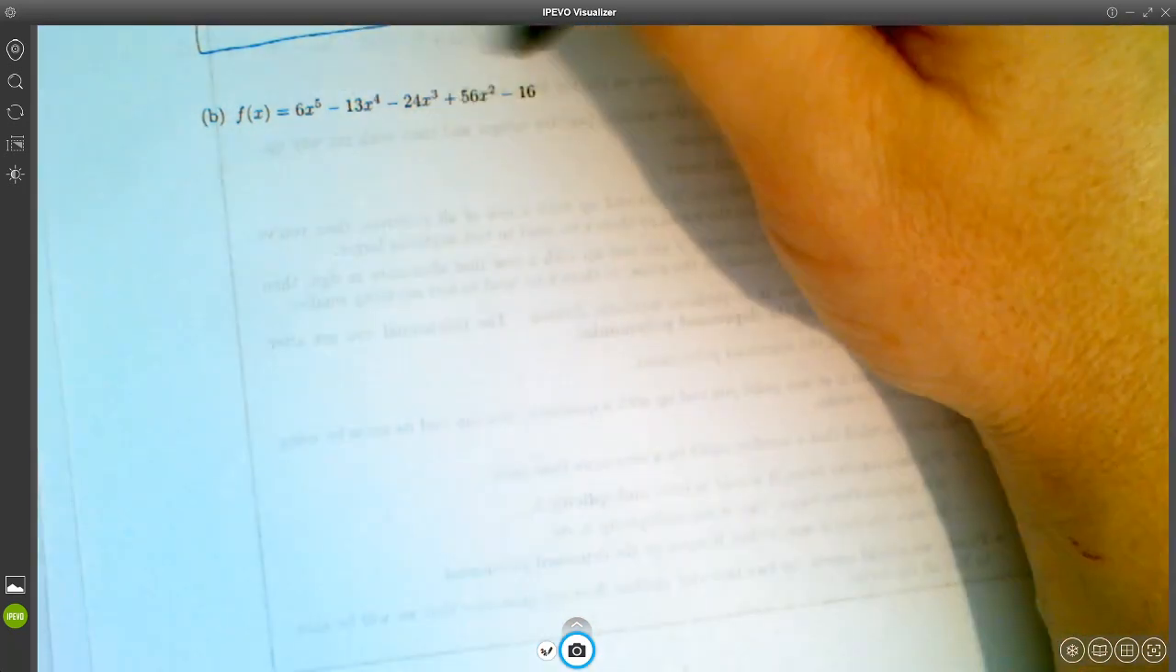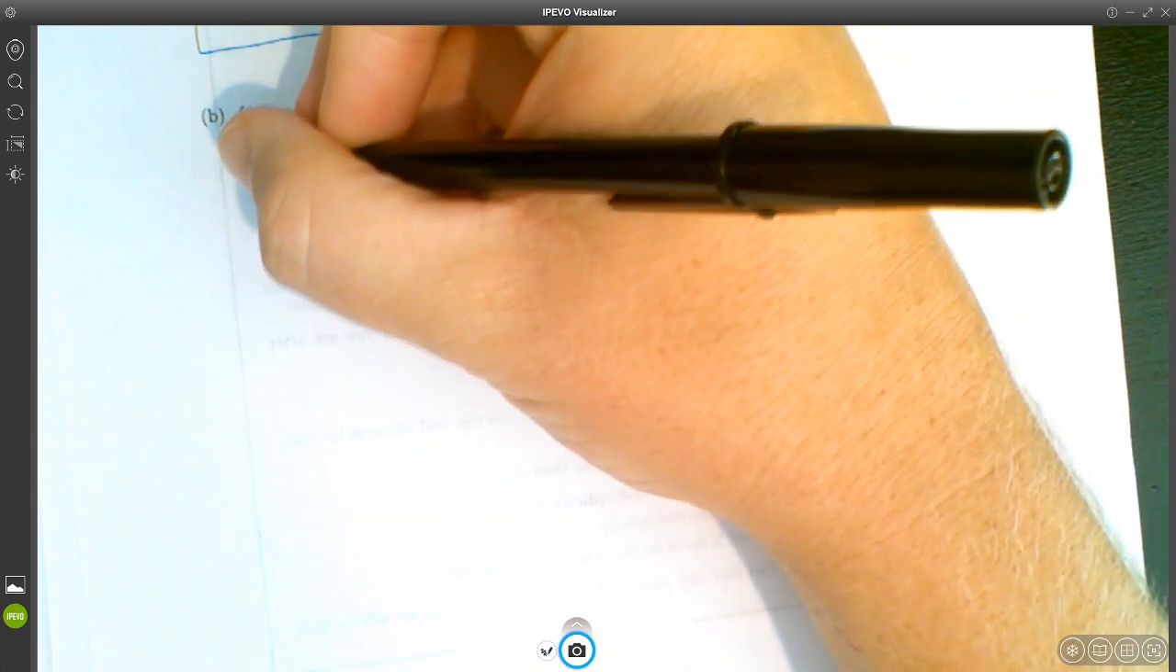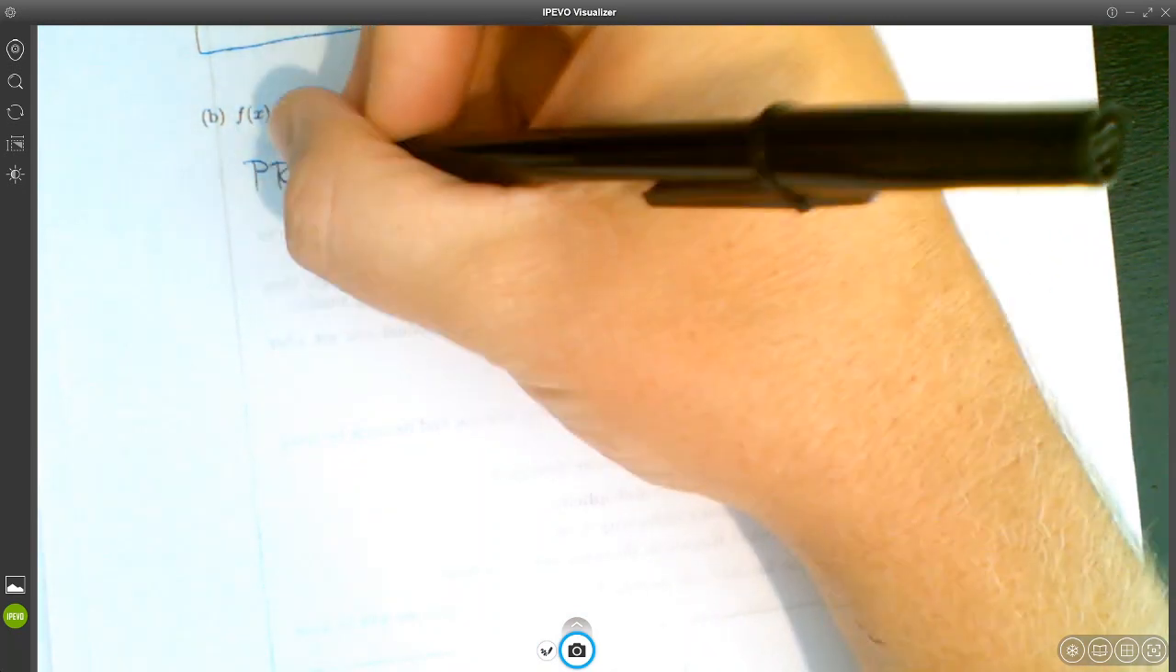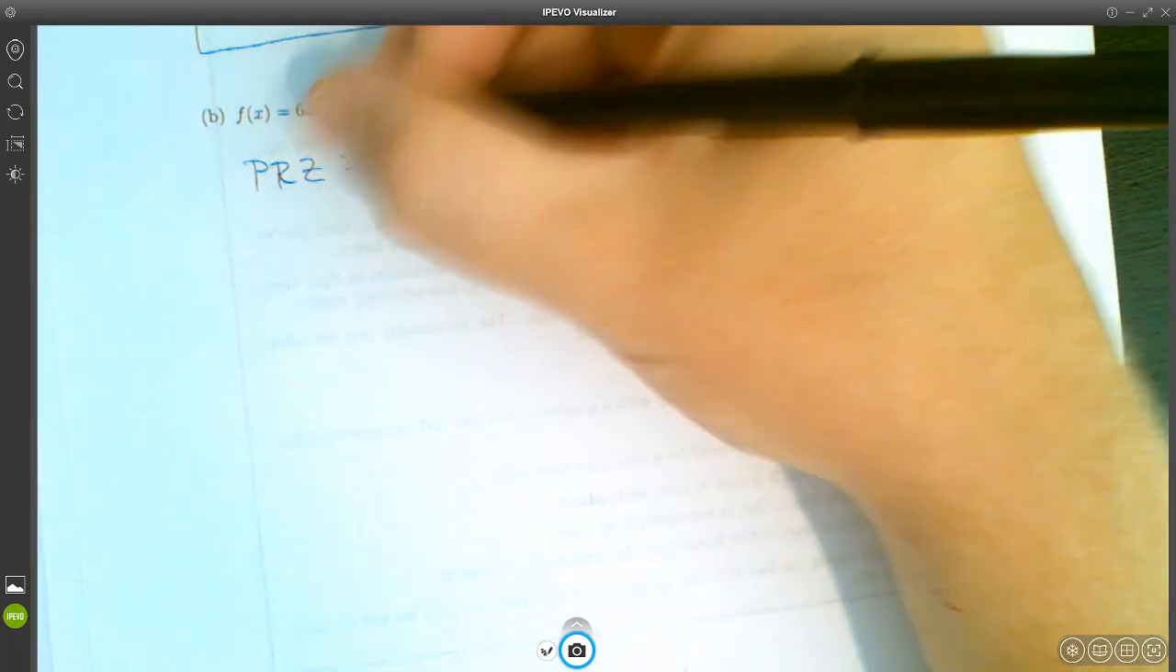1, 2, 3, 4, 5. 5 terms. If you have an even number of terms, you can try to factor by grouping. But when you have an odd number of terms like this, it doesn't work out quite as well. So I'm going to apply the rational zeros theorem. Possible rational zeros are going to be plus or minus factors of 16 divided by factors of 6.